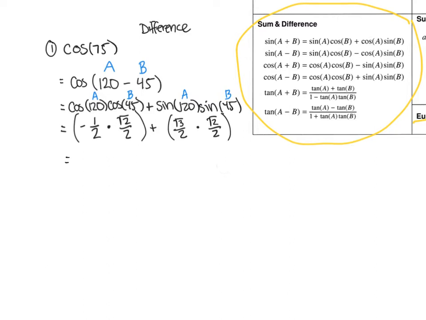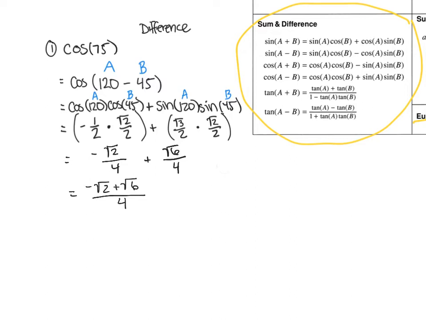So let's see, if we multiply that first part together, we get negative 1 times square root of 2, which is negative square root of 2, over 4, plus square root of 3 times square root of 2 is square root of 6. You can multiply those together because they're both under the square root, over 4. And then when I add these together, I'm going to get negative square root of 2 plus square root of 6 over 4.